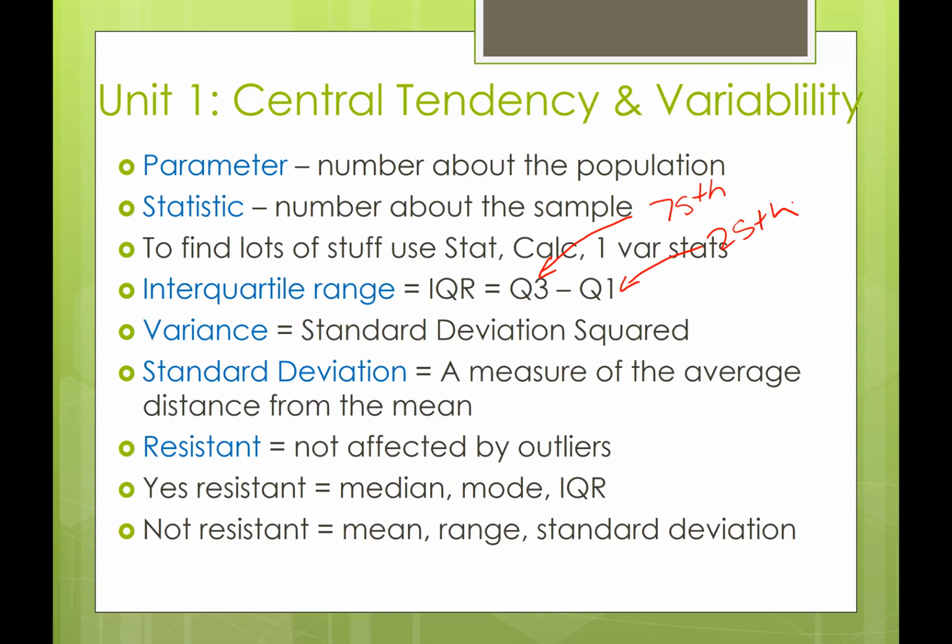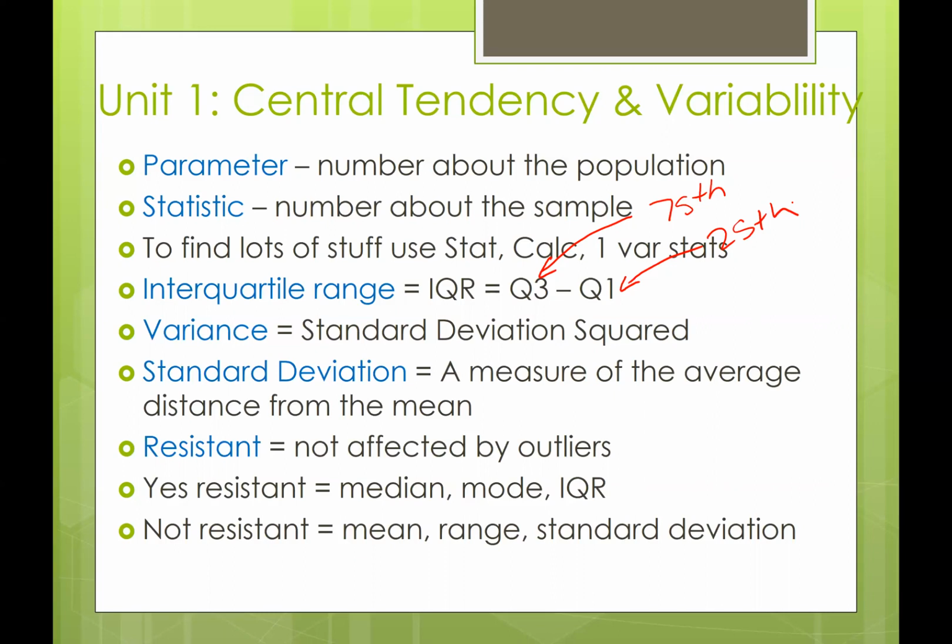Variance is just standard deviation squared. It's one of the steps in calculating the standard deviation. Standard deviation is a measure of the average distance from the mean. So if we're looking at standard deviation, that's representing a way to measure the average distance from the mean.